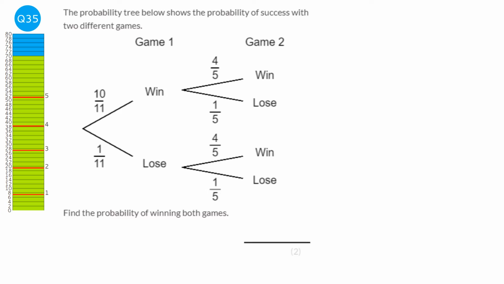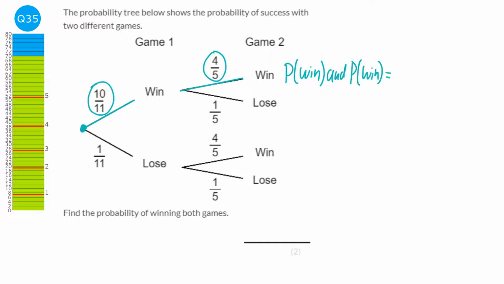To start these questions, we always start here and we go down the lines. So it says probability of winning both games. So we're going to go up this one and we're going to pass this fraction here, and then we're going to win the second game. So we're going to go up this one and cross this fraction here. Now the bit at the end will show us the probability of winning game 1 and the probability of winning game 2.